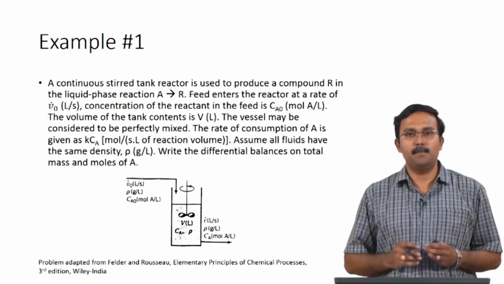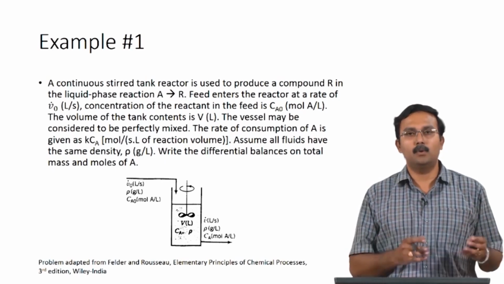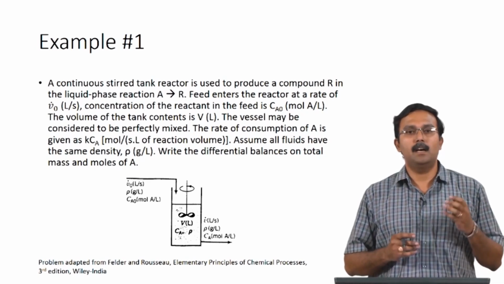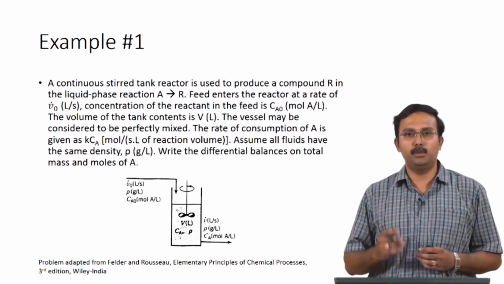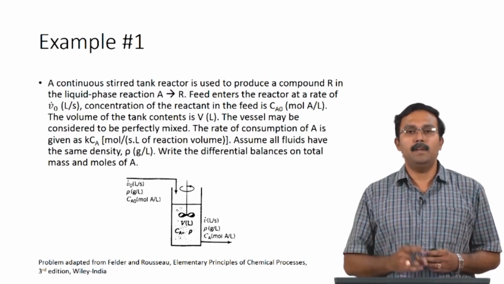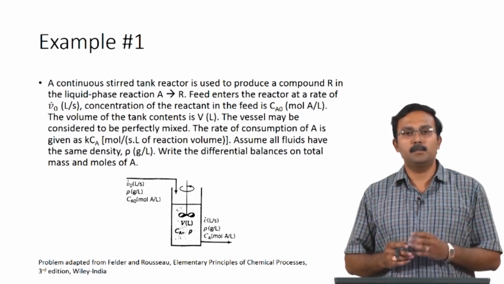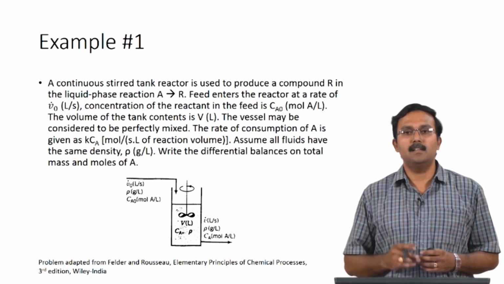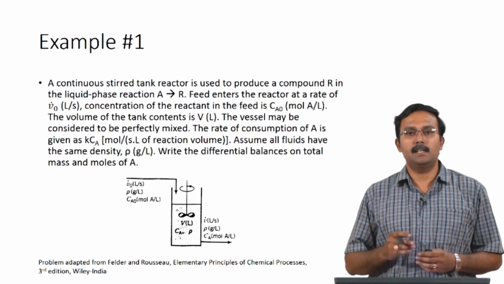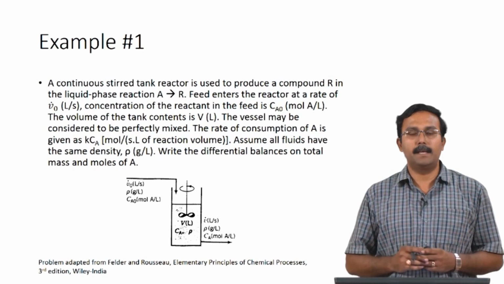So, here is an example problem which will help us construct such differential balances for the total mass and for a component A. The problem statement says a continuous stirred tank reactor is used to produce a compound R in the liquid phase reaction A gives R. Feed enters the reactor at a rate of V naught dot liters per second. Concentration of the reactant in the feed is Ca naught moles of A per liter. The volume of the tank contents is V in liters. The vessel may be considered to be perfectly mixed.